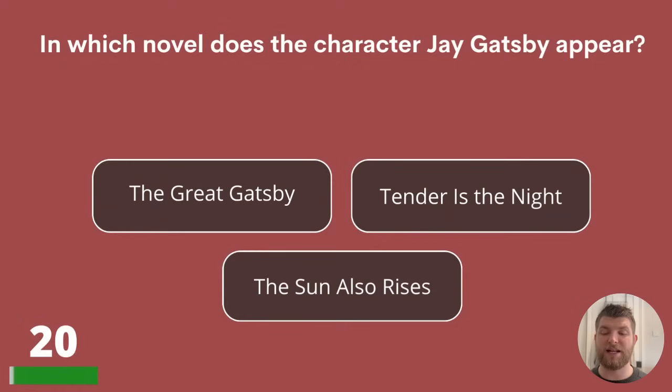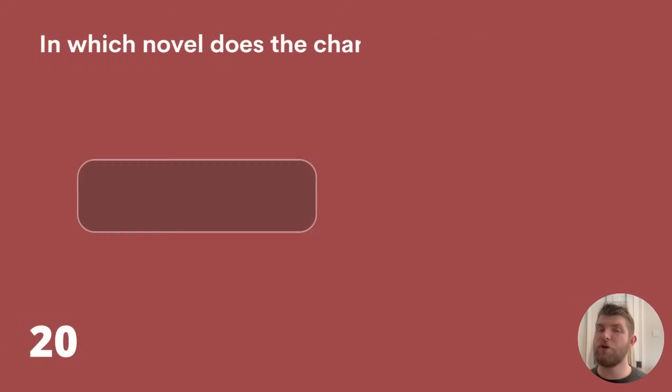Question 20. In which novel does the character Jay Gatsby appear? The Great Gatsby, Tender is the Night, or The Sun Also Rises? Jay Gatsby appears in The Great Gatsby.